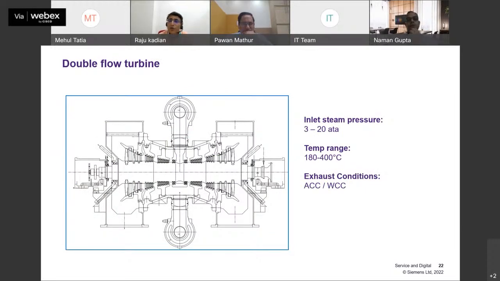We are also able to provide double flow turbines with injection steam. For example, injection steam of maybe 3 ATA, 180 degrees. It starts from the middle of the turbine and flows in both directions. Both side flow paths are identical. We can provide this solution for both ACC and water cooled applications, and with inlet parameters of 3 to 20 bar.